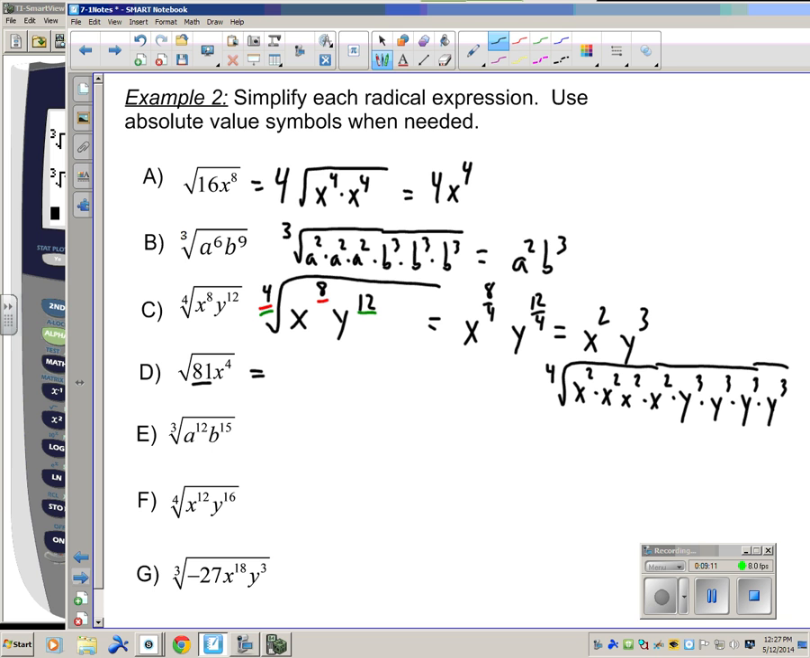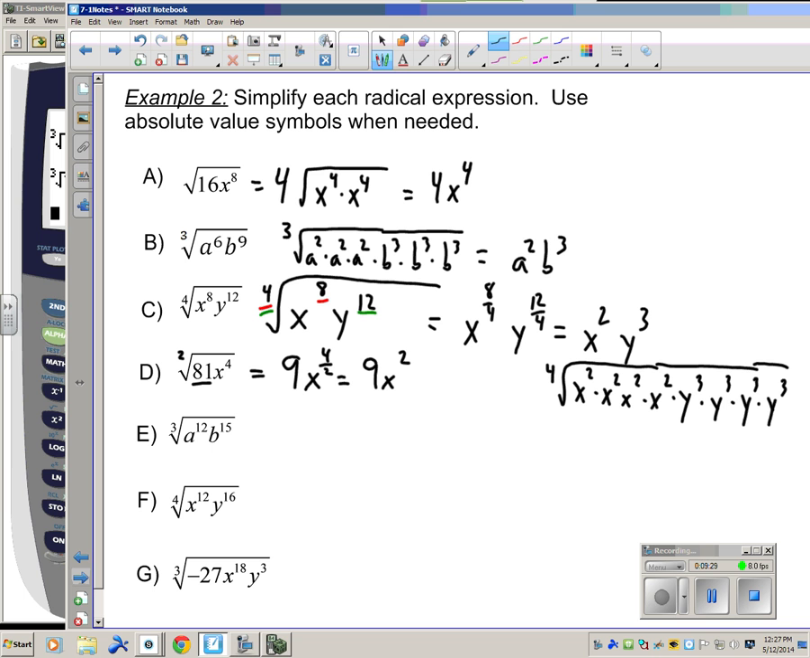Square root of 81 there is 9. Remember, there's like a little 2 out here, so I can go x to the 4 halves. Becomes 9x to the 2nd. Yes, x to the 2nd times x to the 2nd is x to the 4th, so the square root of x to the 4th is x to the 2nd.